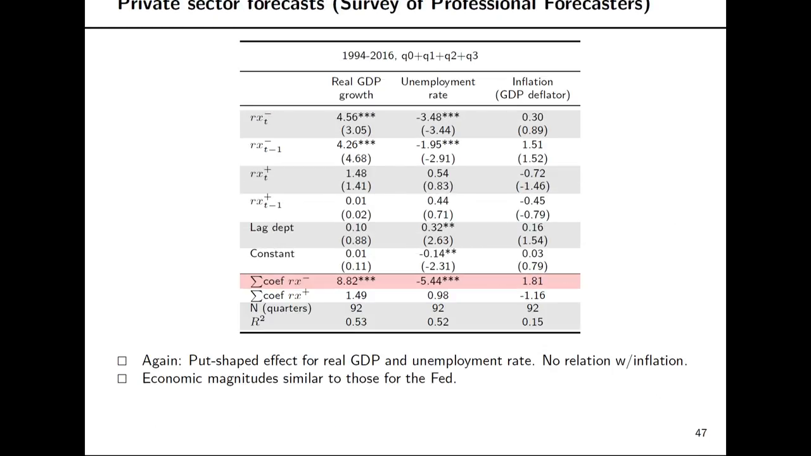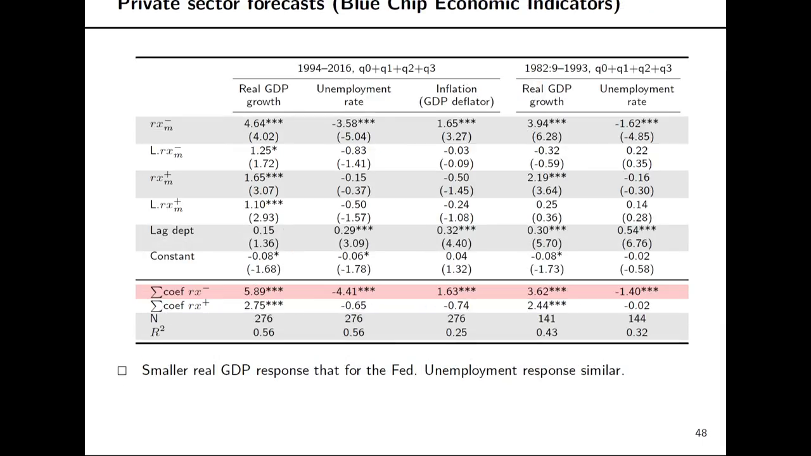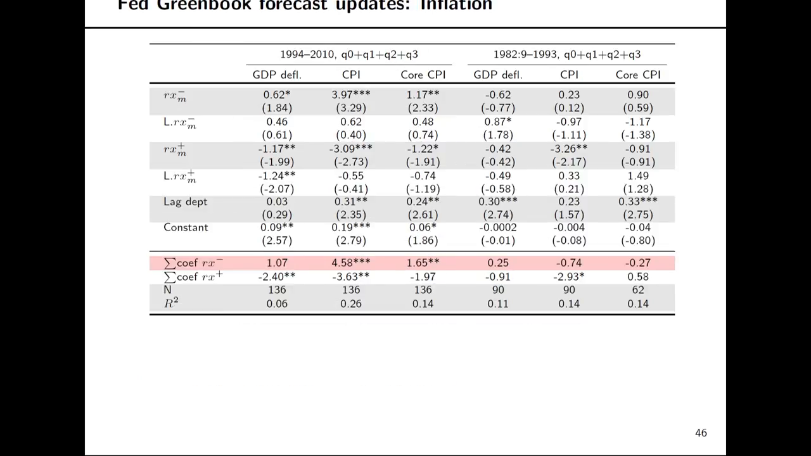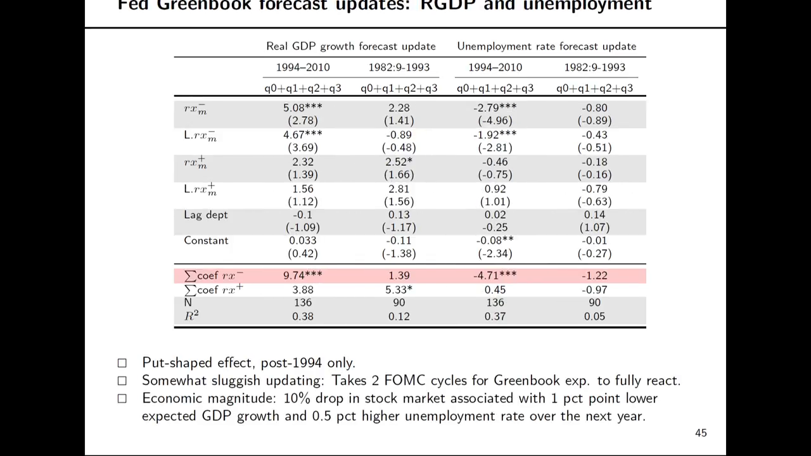Here's the private sector updating. Look at the red line, 9 and 5. Okay, this is from the SPF. So pretty similar. If you do the blue chip, you get 6 and 4, a little lower, but not much. Notice also, let's go back to the Fed. If you look at the numbers in columns 2 and 4 from the pre-94 period, you don't see much updating. Okay, so you get a consistent pattern that before 1994, they were just not paying attention to the stock market, not in their minutes, not in people talking, not in the target, not in the growth updating. And then after 94, the whole thing changes.